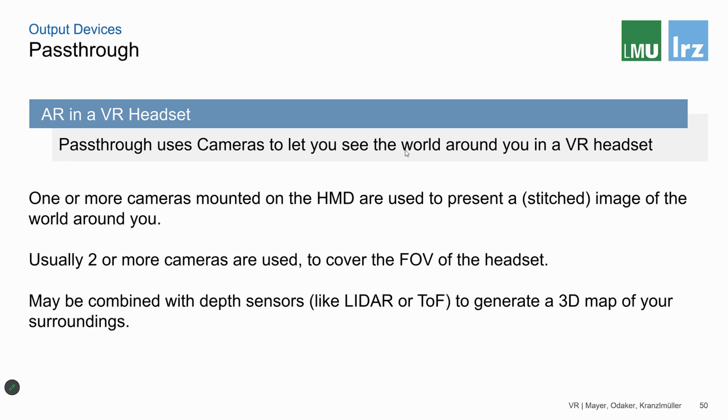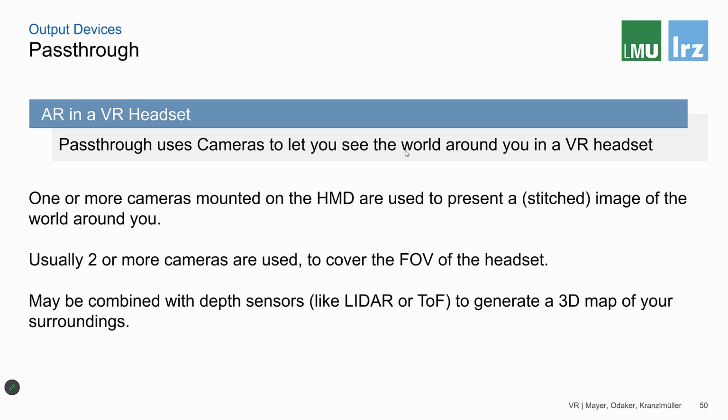And what it means is that the headset actually has cameras. And these cameras, while they are usually used for inside-out tracking, may also be used to give you an image of the outside world in your VR headset. So it's basically AR in a VR headset. So you have one or more cameras mounted on the head-mounted displays. For tracking, it's usually 2 or more.